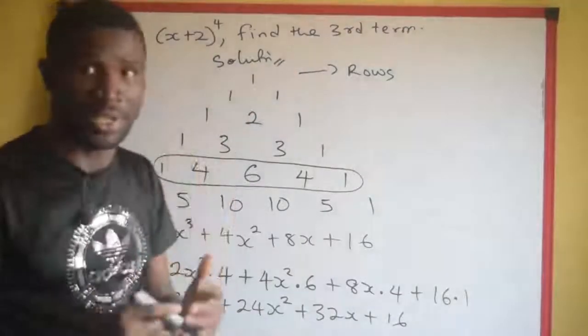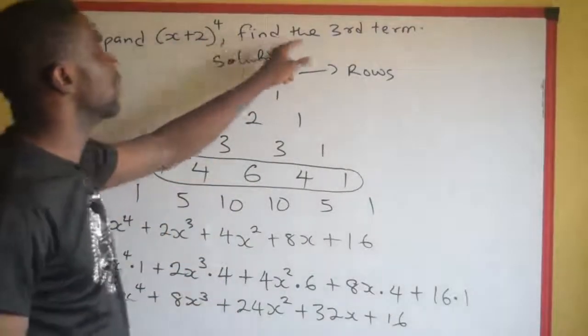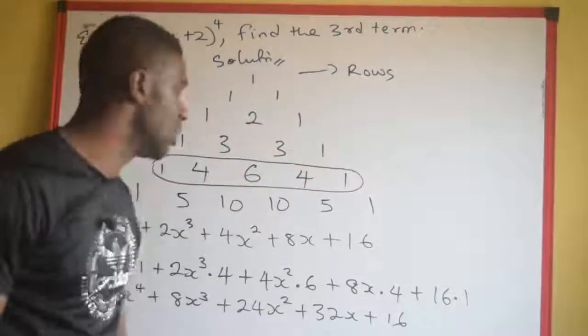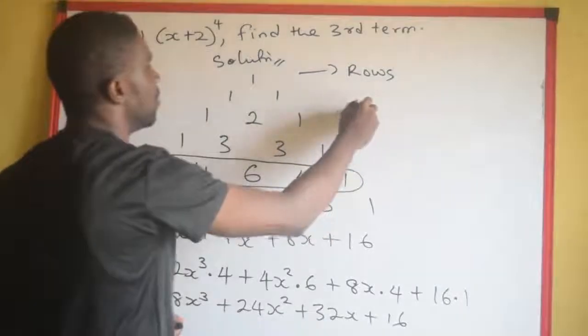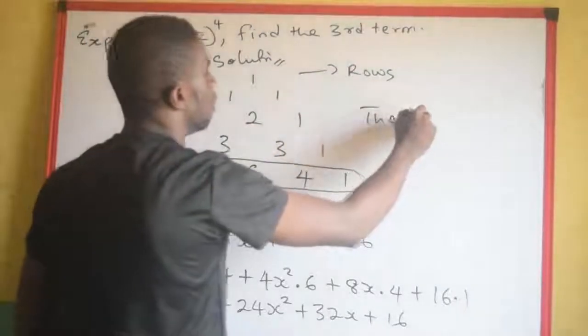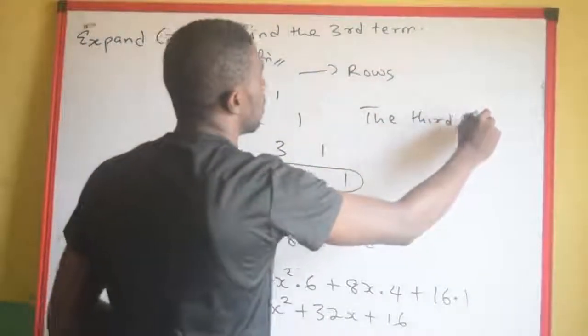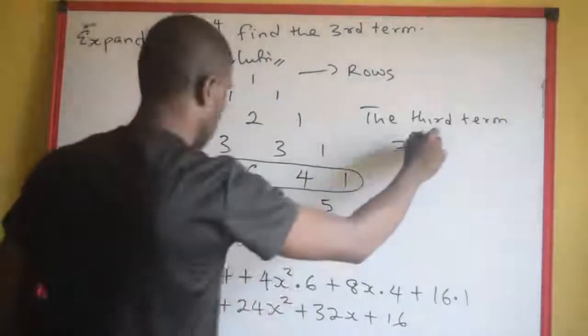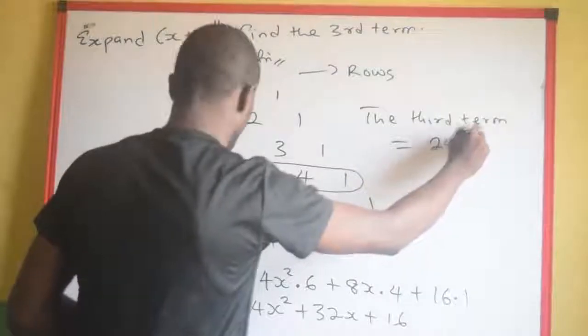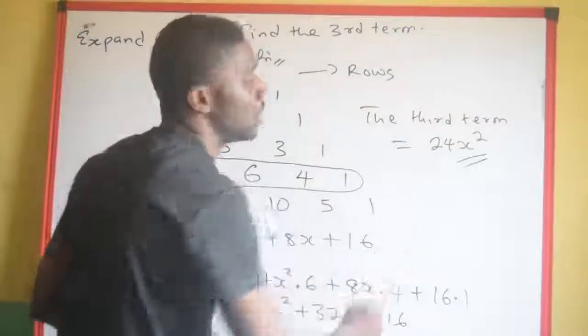What we are asked to find here is to find the what? The third term. So what is the third term here? This is first term, second term, and third term. So you can just come here and write it. We say the third term here is nothing but 24x squared. So this is the answer.